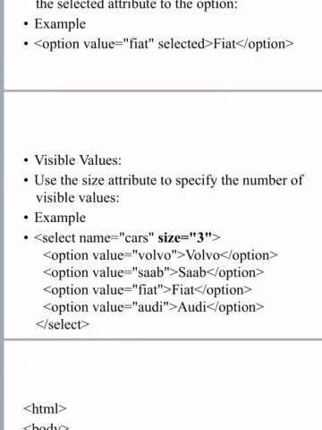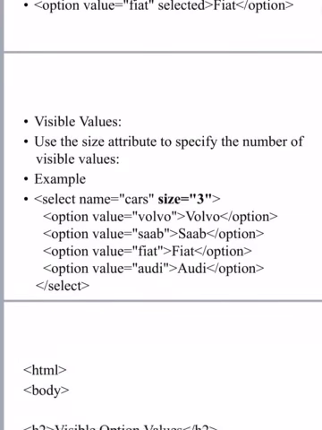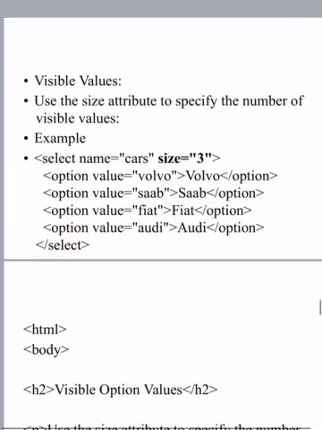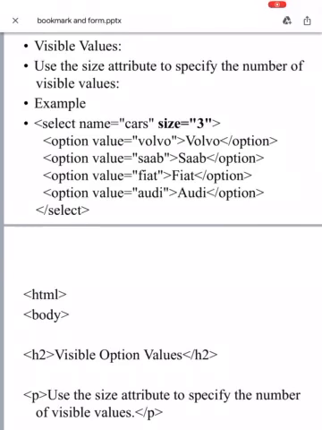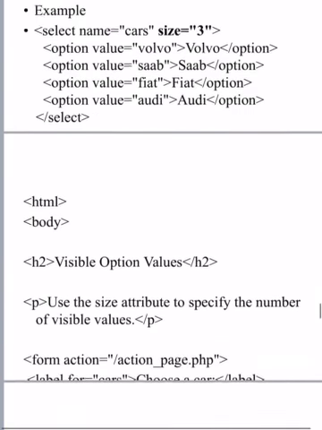And visible values: if our drop down box is having hundreds of elements or options available in the form, in this example we use the size attribute to specify the number of visible values. Example, if you see select name is equal to cars, size is equal to 3, it means the drop down box will show only 3 elements. To see the remaining elements, you have to use the scroll button. Option value is equal to Volvo, Saab, Fiat, Audi. So these are the 4 options available. Then we are closing the select tag.